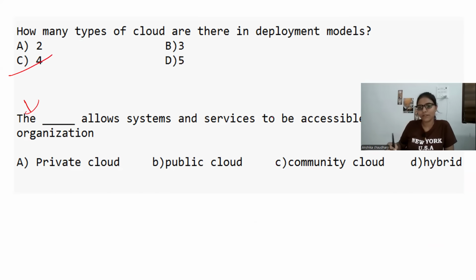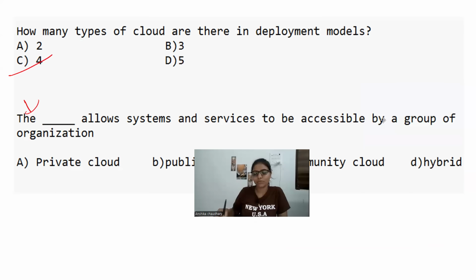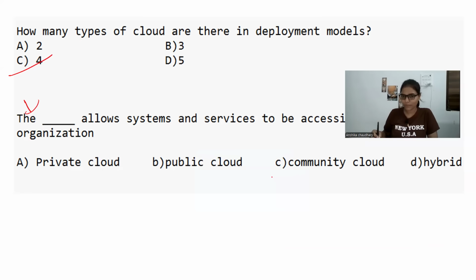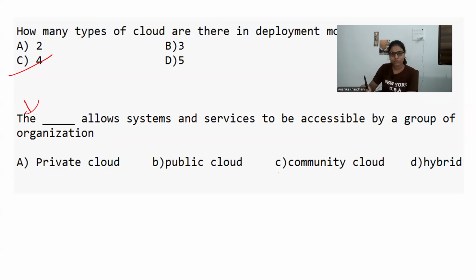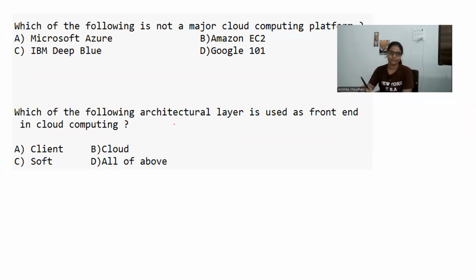What allows systems and services to be accessible by a group of organizations: private cloud, public cloud, community cloud, or hybrid cloud? So what type of cloud allows access for a group of organizations? It should be community cloud. Okay, let's move on to the next.